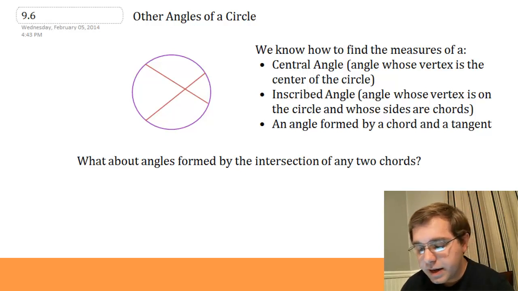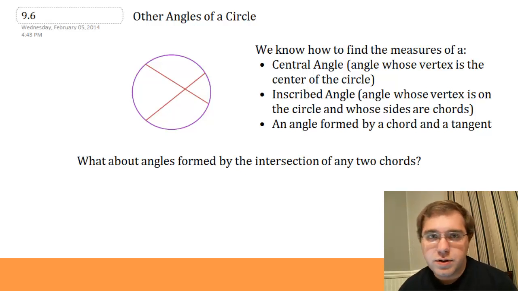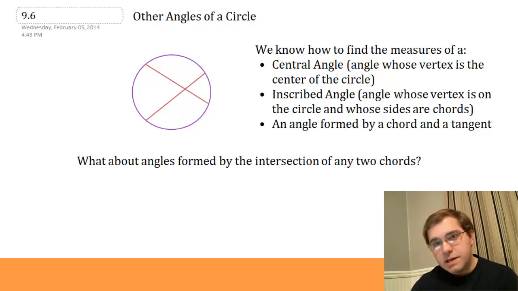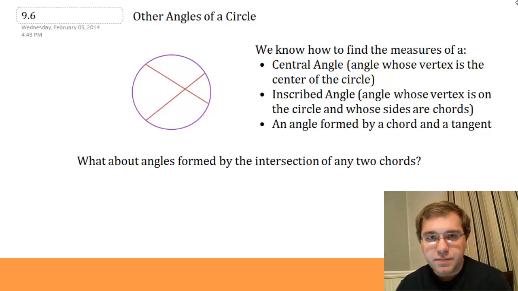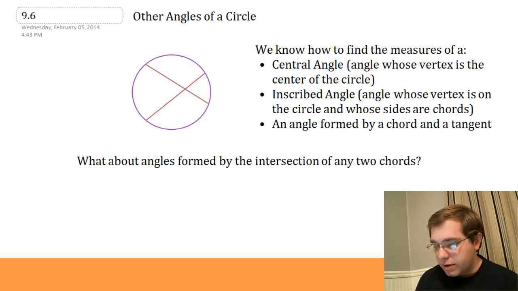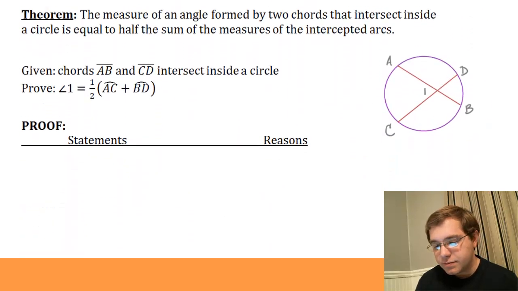So what about angles formed by the intersection of any two chords? The intersection point may not be the center of the circle, so we may not have a central angle. How do we find the measure of those angles? I've drawn two chords here in my circle. They intersect in a point. That intersection forms two pairs of vertical angles. But how do I find the measures of those angles? Or how do the measures of those angles relate to the measures of the four arcs of the circle that those chords make? Well, here's a theorem that explains all of that for us.